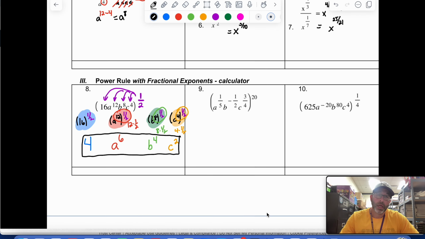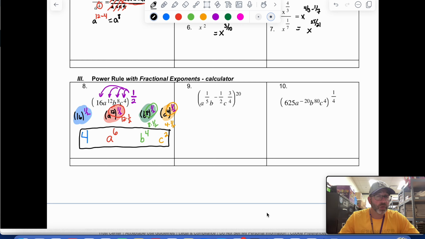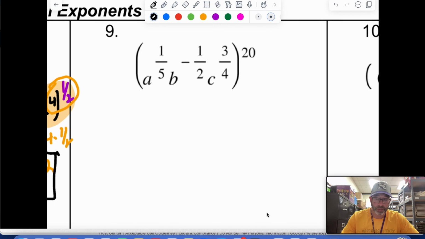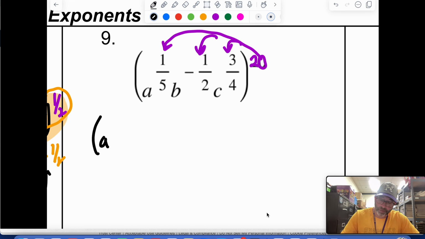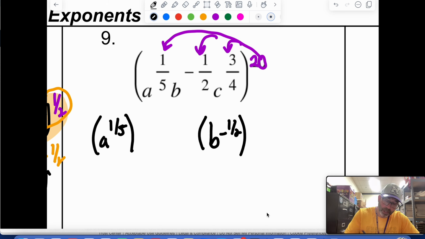Okay? All right, so pause it. Try to do the next two problems. Okay? I'll go through and start working those now. Same exact thing as what we just did. This 20 is going to be distributed to everything that we see in the problem here. So let's write each one of these out. We have a to the 1/5. Okay, we have b to the negative 1/2. And we have c to the 3/4. And all of this is going to be raised to the 20th power.